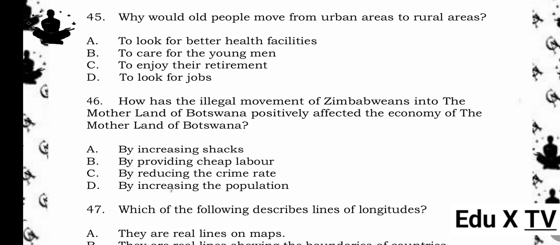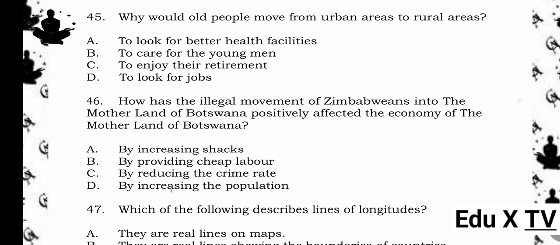45. Why would old people move from urban areas to rural areas? A. To look for better health facilities. B. To care for the young men. C. To enjoy their retirement. D. To look for jobs. The answer is C. To enjoy their retirement. Reason being, many retirees prefer the quiet, slower lifestyle and lower cost of living in rural areas after retirement.